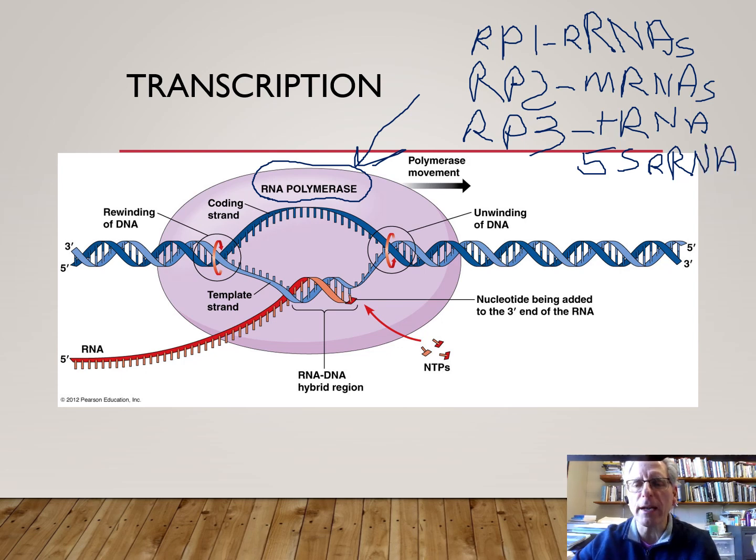And then it makes a variety of small RNAs. Some of these are not terribly well understood, but RNA polymerase 3 makes them. Now, to do this, it has to bind to the DNA. It binds to the DNA at a site called the promoter.